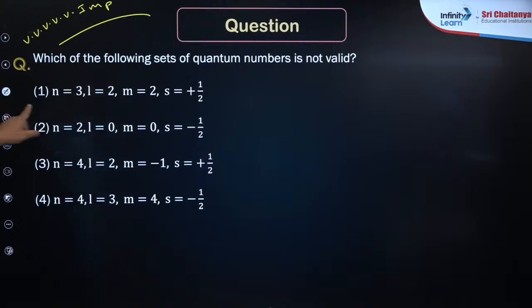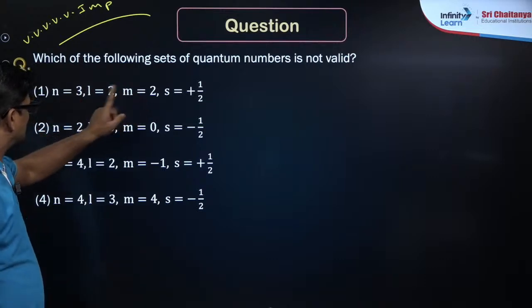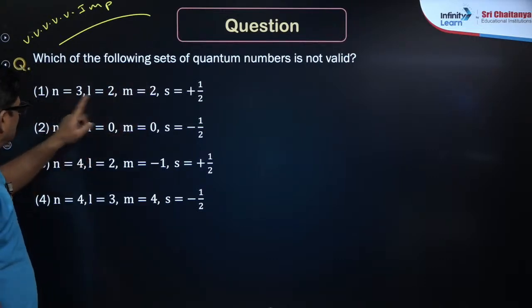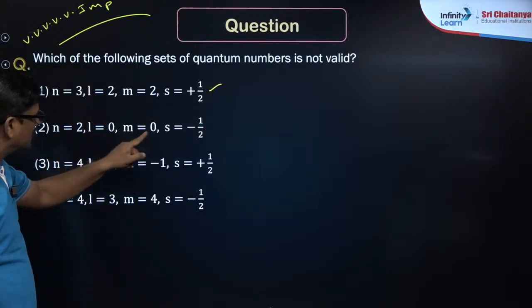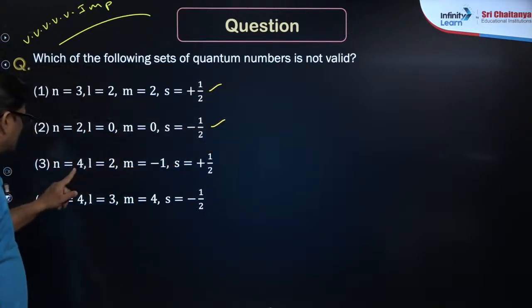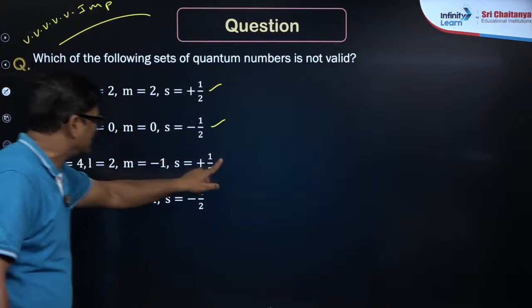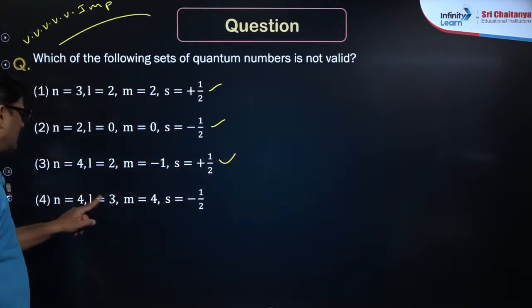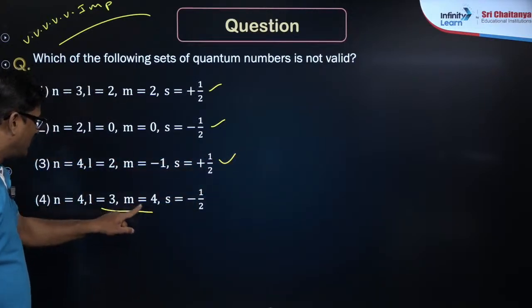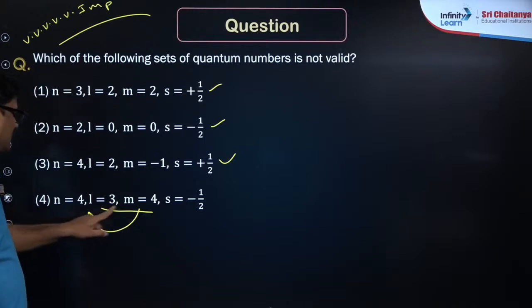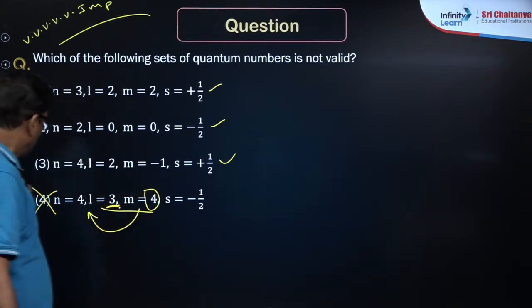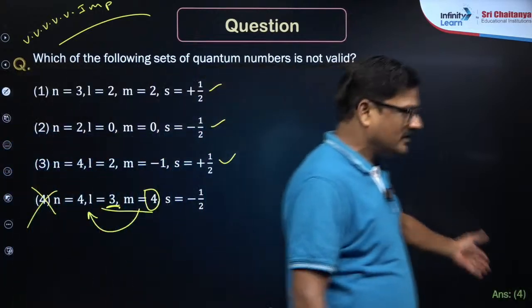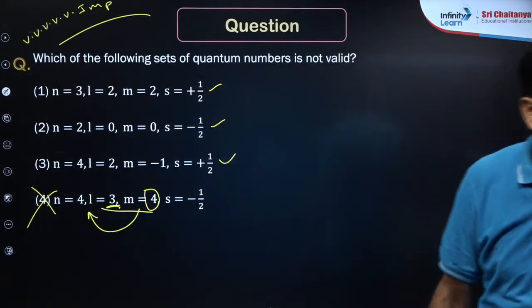So n is equal to 3, l is equal to 2, m is equal to 2, s is equal to plus half. It is valid. And n is equal to 2, l is equal to 0, m is equal to 0, it is valid. n is equal to 4, l is equal to 2, m is equal to minus 1, it is valid. With l equal to 3, the m value depends on it, so m value 4 will not be possible if l is 3. So 4 is not available, it is not possible.